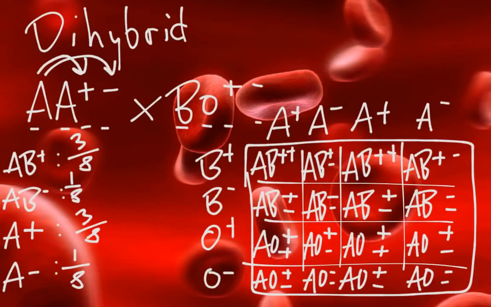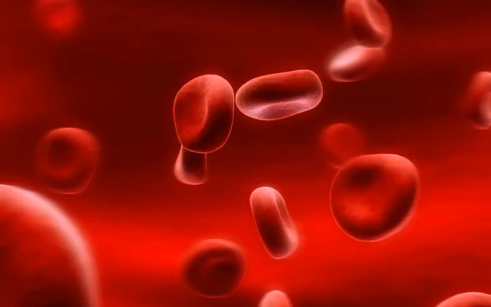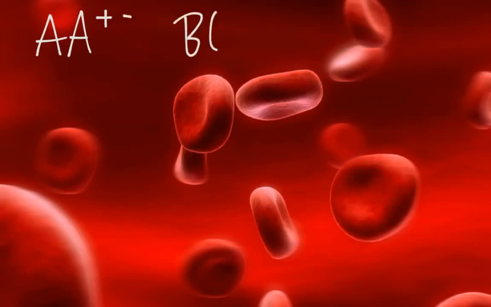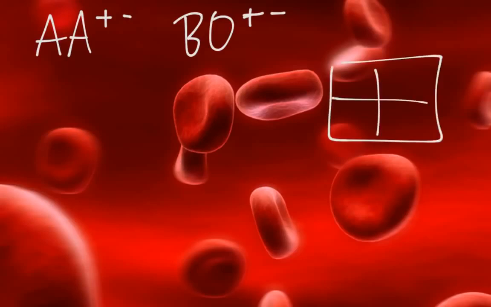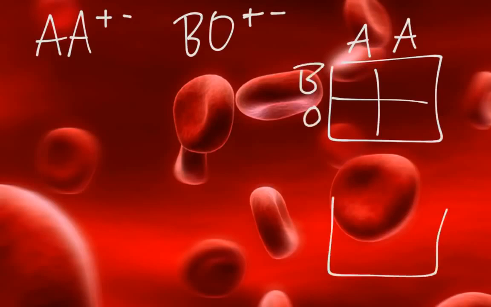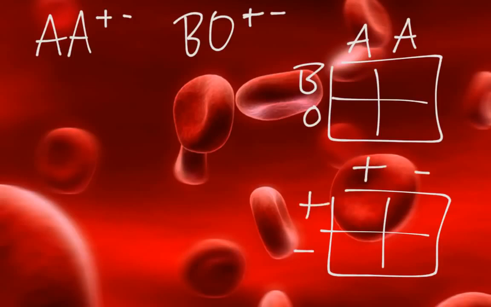An easier way to do it is to just use two monohybrid crosses and to multiply your ratios. So for example, let's say, again, same scenario, we have someone who's A positive with that genotype and someone who is B positive with that genotype. We could just do two monohybrid crosses. So we can put the A's and B's and O's in one of them, and we can put the Rh antigen in the other, like that. And we can fill these out, like so.